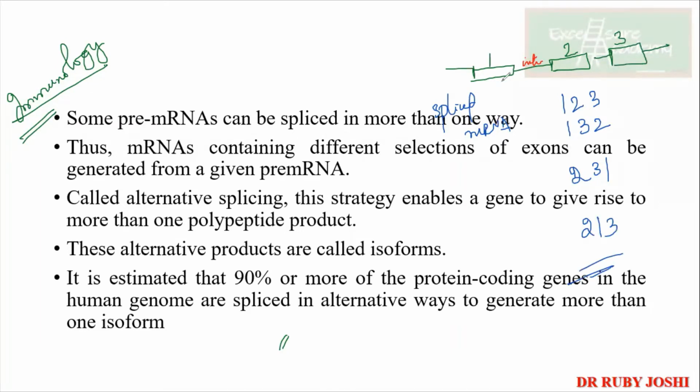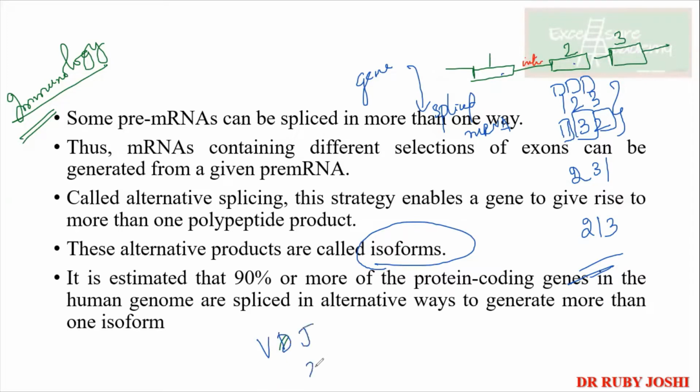Understand? So it means 1, 2, 3 will come together like this, and sometimes 1 will come here, 3 will come first, and then 2 will come. So depending on the requirement, the same gene can give you different or alternate mRNAs, which will be coded to give you different proteins. And obviously these alternative products will be known as isoforms. Understand?